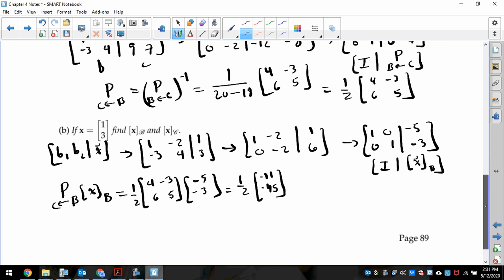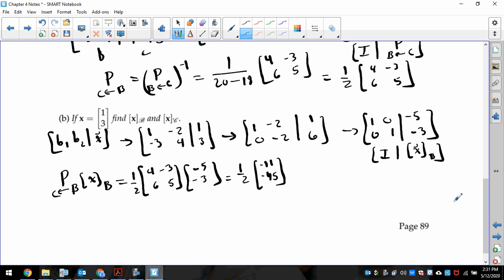Something does not feel right about that. Well, we have a way to check our answers. So this is presumably the C coordinates of x. So the way that we could check this is to augment C1 and C2 with x and then row reduce. So let's go ahead and try that.